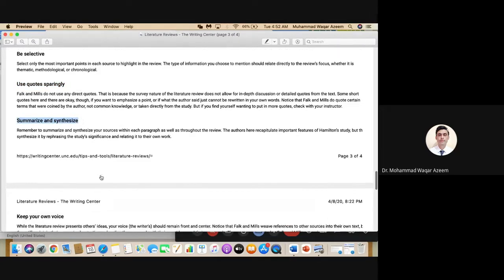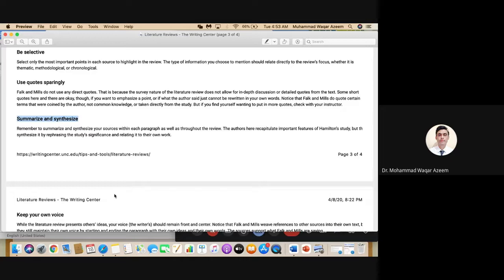Summarize and synthesize. Okay, so you already know what summarize is, but you are also supposed to synthesize the information. That is, you should put that information together in such a manner that it is relevant to each other. It should be connected, it should appear like an organic text. For example, if you are using five resources and you write a review of those five resources, when a reader reads your review, it should look like an organic whole in itself. It shouldn't look like five separate sources.